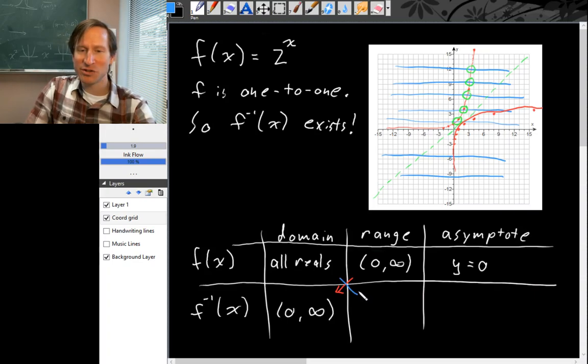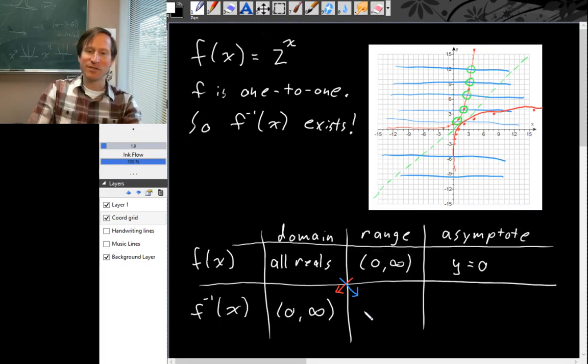By a similar token, since the domain of the original function is all real numbers, that means the range of the inverse function must be all real numbers, because the inverse function just switches inputs and outputs. So it also switches domains and range. So the range of the inverse function is all real numbers.